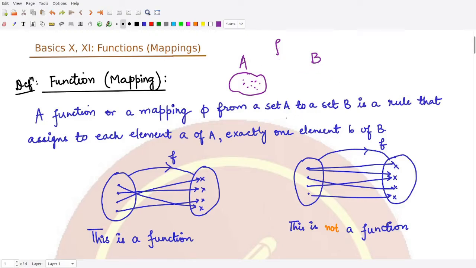And what is that rule? This rule basically assigns each element a of A exactly one element of B. So that means you cannot have one element here mapped to two different elements, this one and this one. This cannot be there. If this is so, then this is not a function. And if each element a of A is mapped to exactly one element b of B, then that is a function, right?